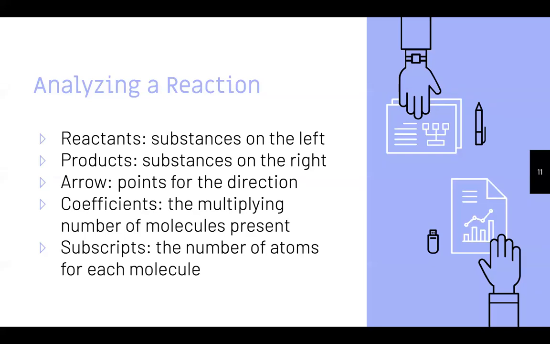Now, the subscripts are the number of atoms for each molecule, right? If we keep going back, we can do CO2. Well, the subscript there is the 2 for the oxygen, right? Because there's 1 carbon, but there are 2 oxygen present, which is why there's that subscript 2.